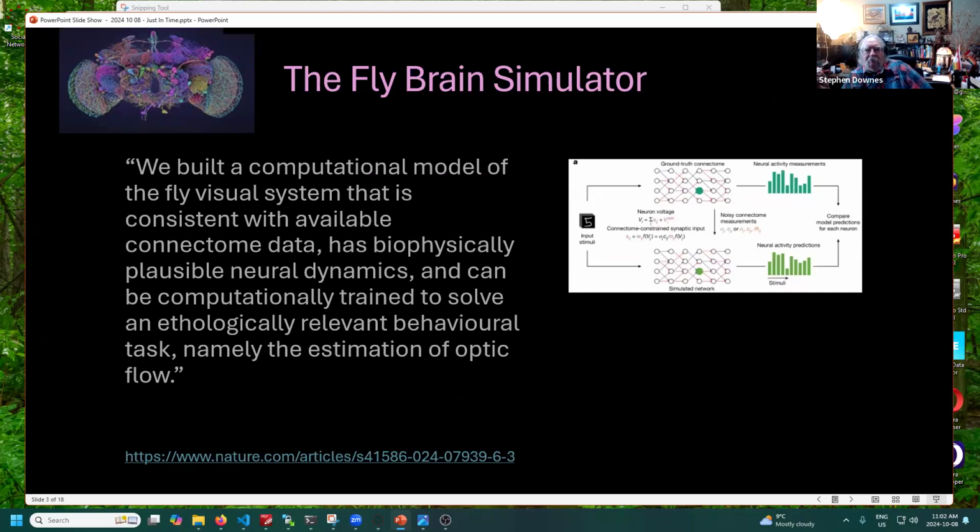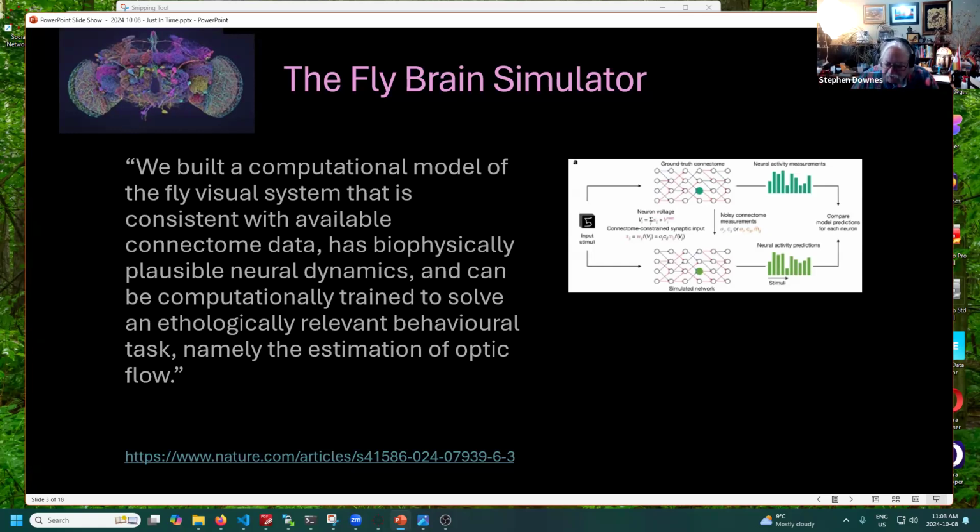Let me go to the Fly Brain Simulator. Maybe you saw this paper that was published just this week in Nature, maybe late last week. People at Princeton and others built a computational model of the fly visual system. It's the theme of this slideshow. You see the image of it in the upper left. Consistent with available connectome data.